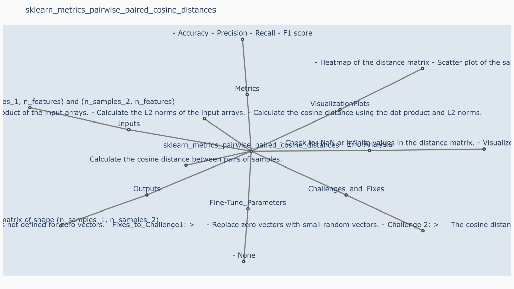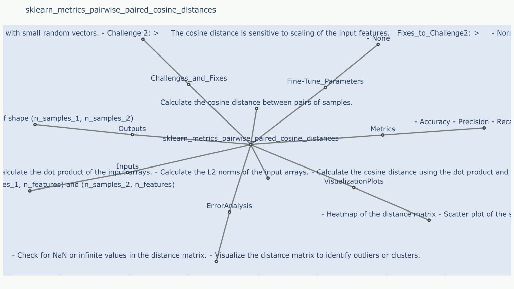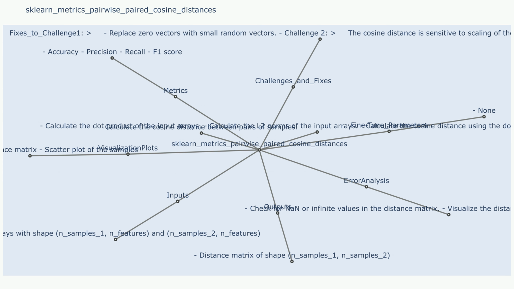sklearn.metrics.pairwise.paired_cosine_distances. Description: calculates the cosine distance between corresponding pairs of rows in two matrices. Cosine distance is defined as 1 minus the cosine similarity.